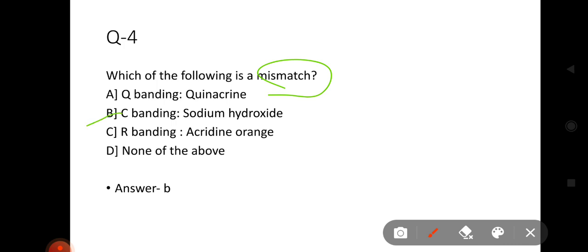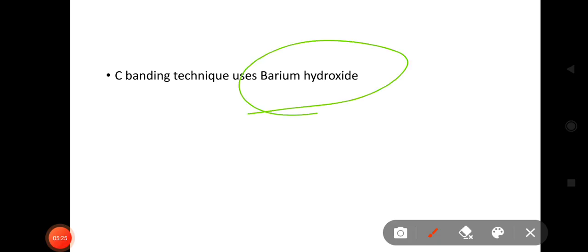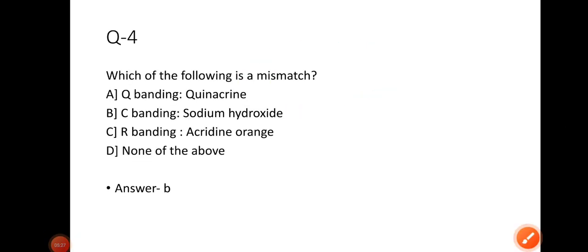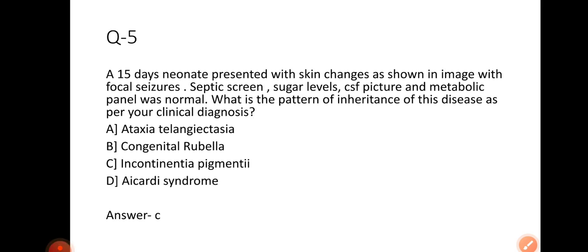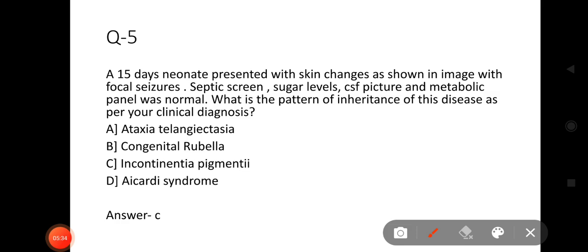This is the mismatch. Just remember that the reagent used for Q banding is quinacrine. Q for Q, this is easy to remember. For R banding, it's acridine orange, and for C banding, it's barium hydroxide. So this option was wrong, sodium hydroxide was given, so the answer will be B here. Remember the reagents for this chromosomal banding technique.